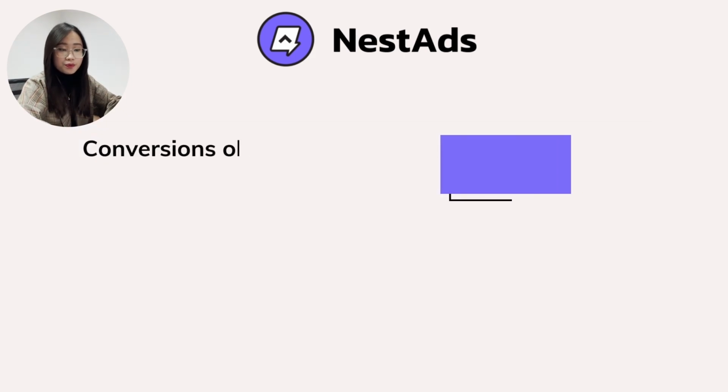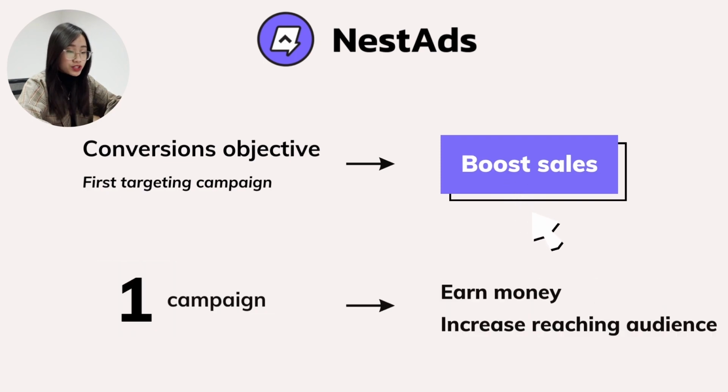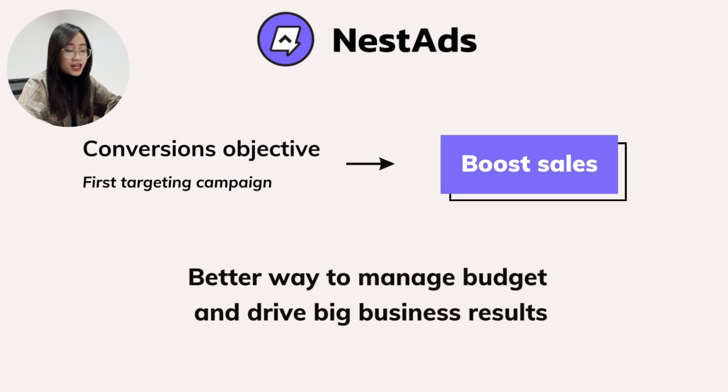Here's an example. You can choose a conversion objective as your first targeting campaign to highly increase sales. It's not worth the money if the campaign is all about reaching the maximum number of TikTok users possible. Why don't you earn money and increase reach in only one campaign? It's a better way, especially for small brands, to manage advertising budget and drive big business results.